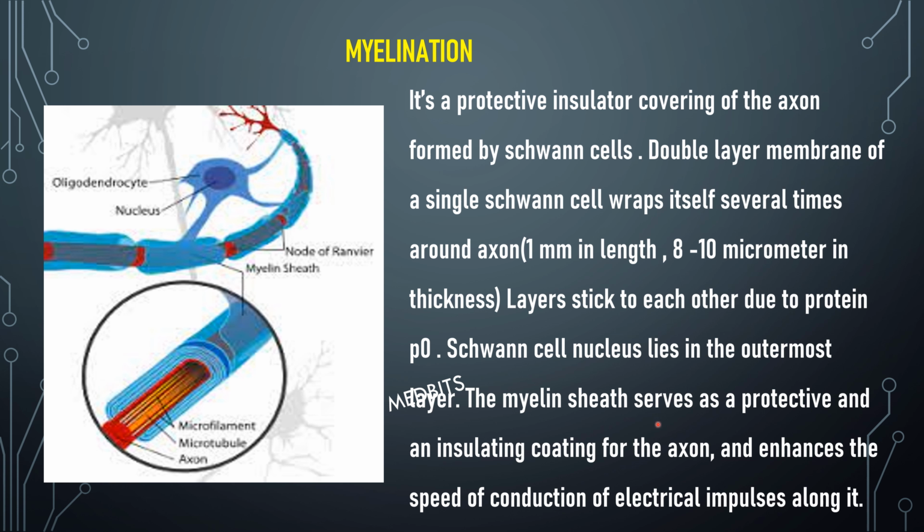The myelin sheath serves as a protective and insulating coating for the axon and enhances the speed of conduction of electrical impulses along it.